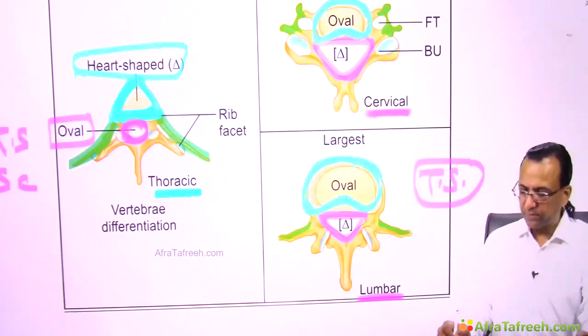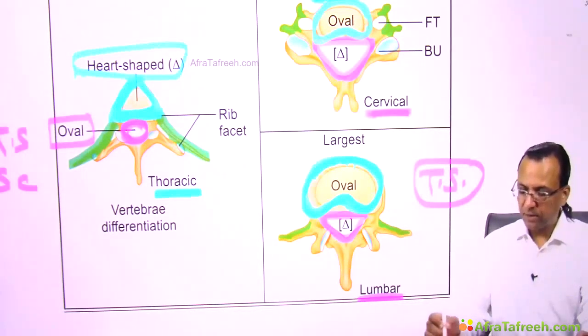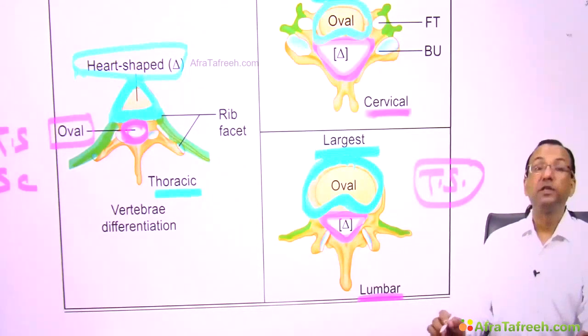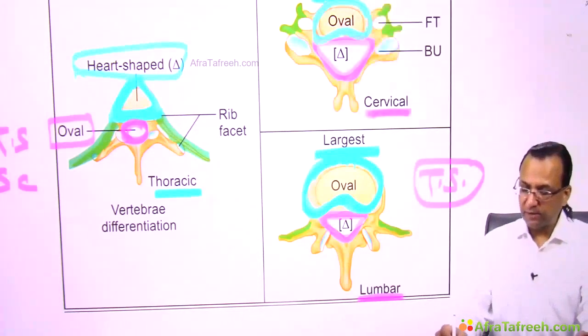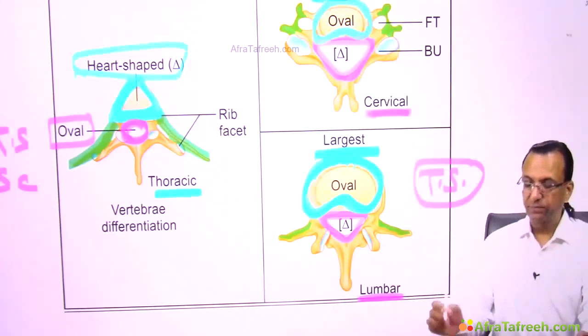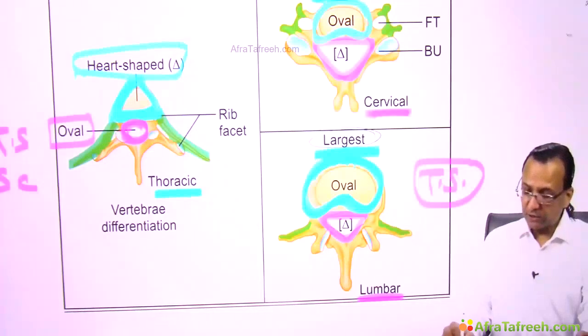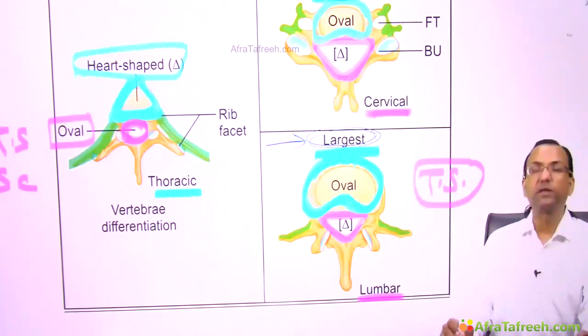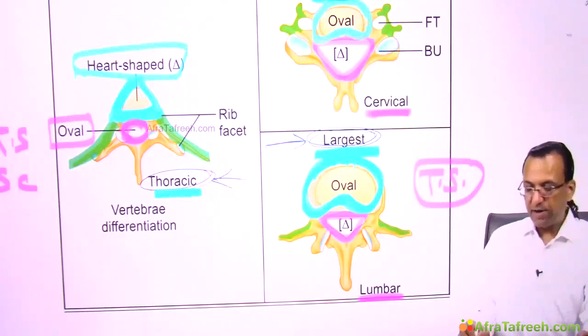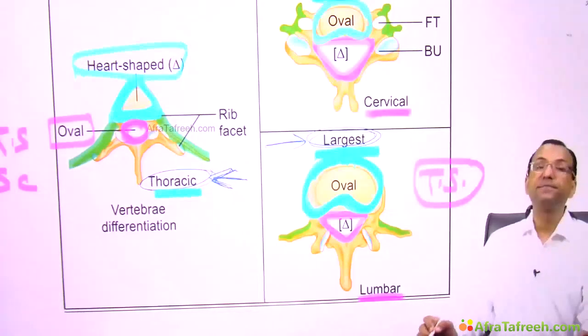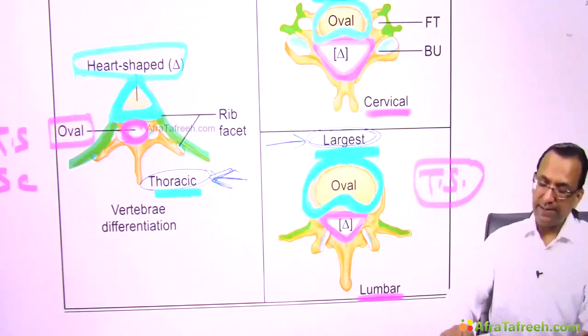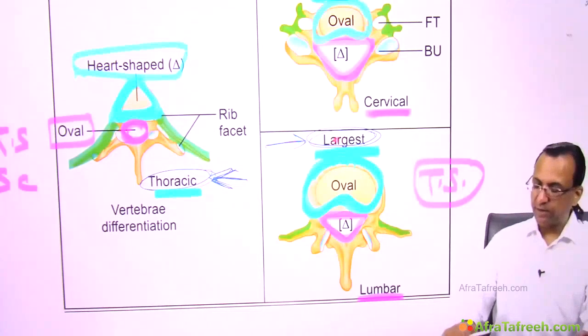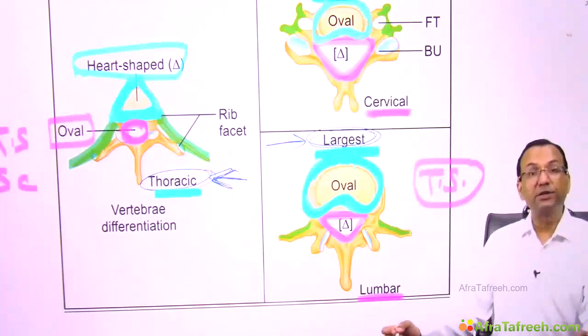How will I know which is lumbar and which is cervical? Because cervical is the small body and lumbar is the largest. So the smallest body is cervical, and the largest body is lumbar. What about the thoracic? It is intermediate in size. So the smallest body is cervical and the largest body is lumbar. Is that so? Yes.